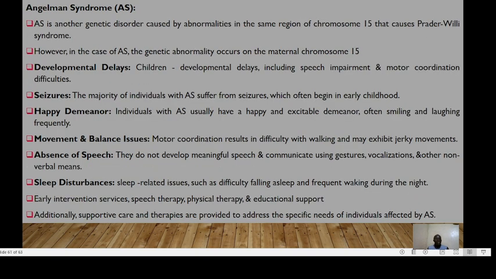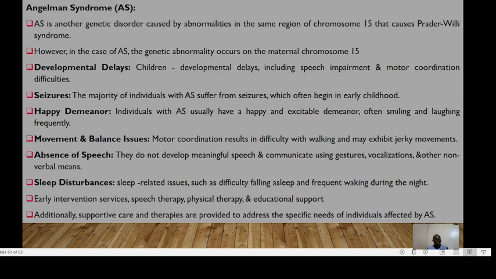While the Angelman syndrome is a rare genetic disorder caused by abnormalities in the same region of chromosome 15 that causes the Prader-Willi syndrome. However, in the case of Angelman, the genetic abnormality will occur on the maternal chromosome 15. So the patients will present with developmental delays and will have seizures.